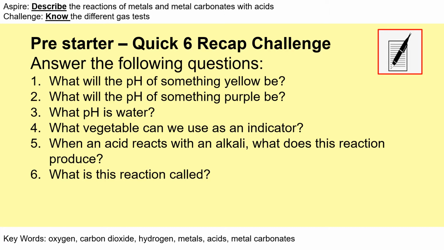Question number 4, what vegetable can we use as an indicator? Question 5, when an acid reacts with an alkali, what does this reaction produce? And question 6, what is this reaction called? I'm going to give you 4 minutes to answer these questions. Off you go.